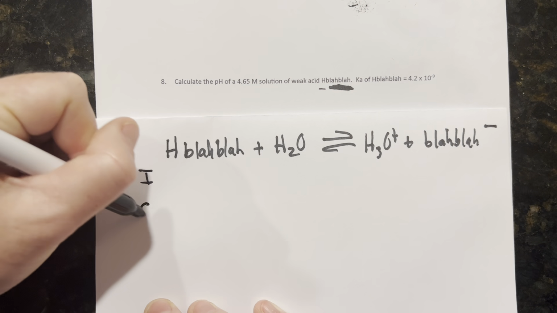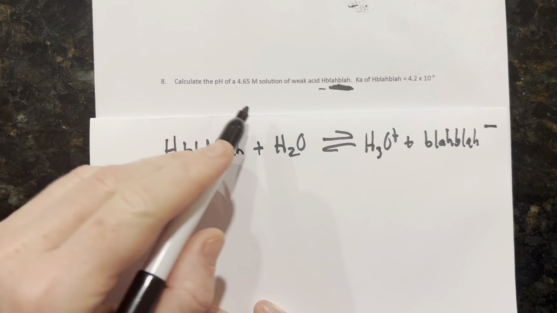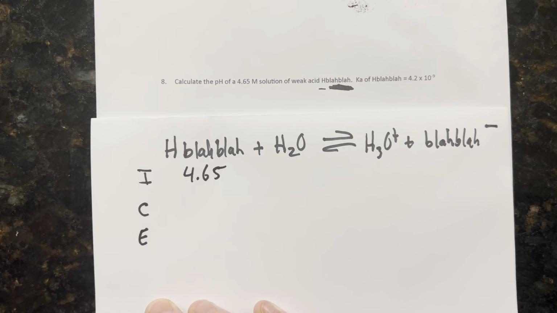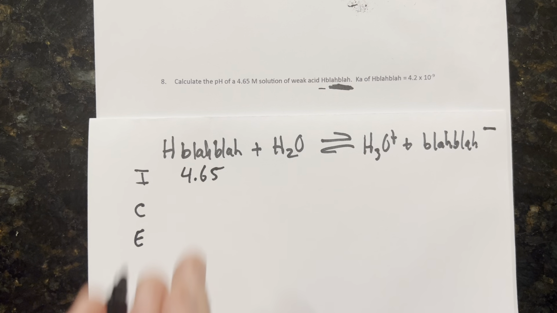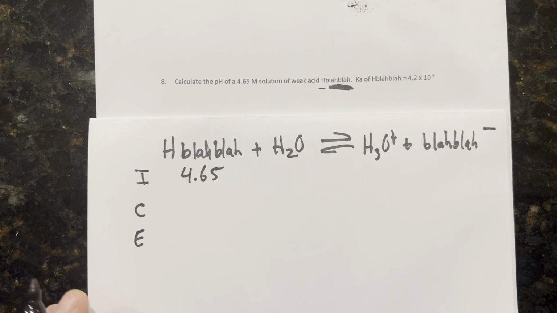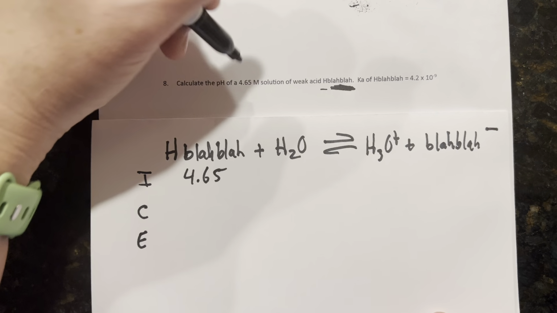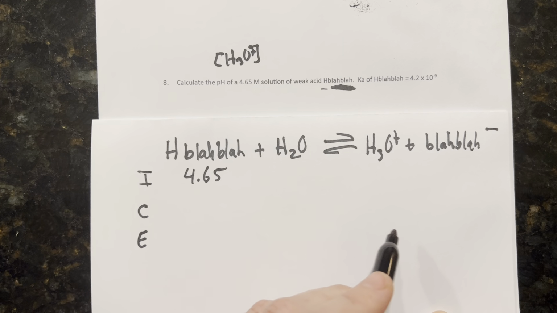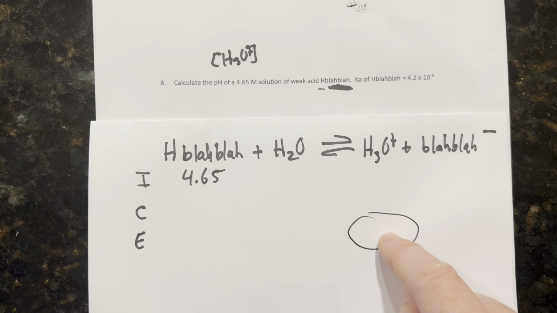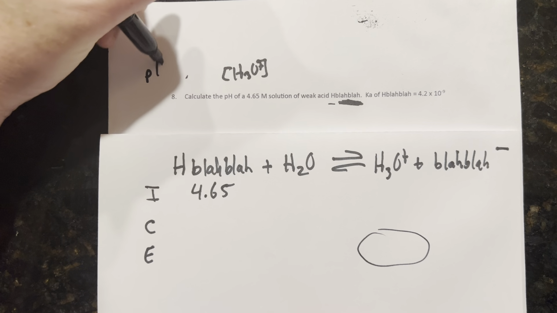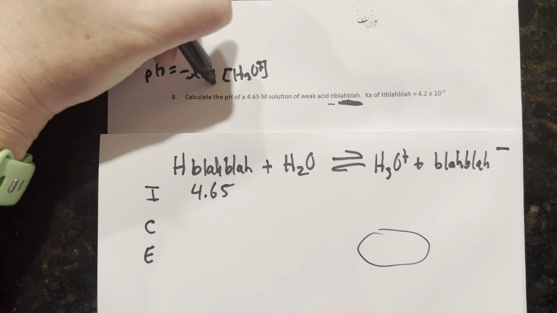Okay, so if we go to do an ICE table here, our initial concentration of this is 4.65, but we know not all of it's going to react. If it had been a strong acid, all of it would have reacted, and that's why we'd be able to do this. In order to calculate the pH, we need to find the H3O plus concentration at equilibrium. So we're looking for this number here, whatever that ends up being. That's the important part, and that's how we're going to calculate our pH. Remember, because pH is equal to the negative log of that.